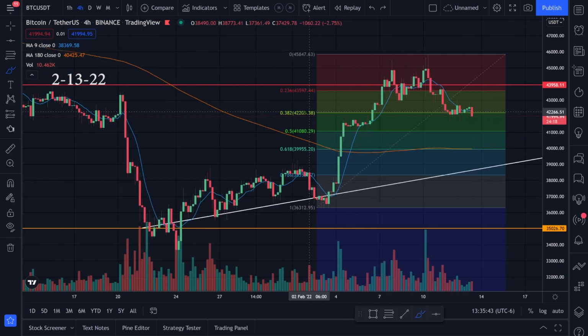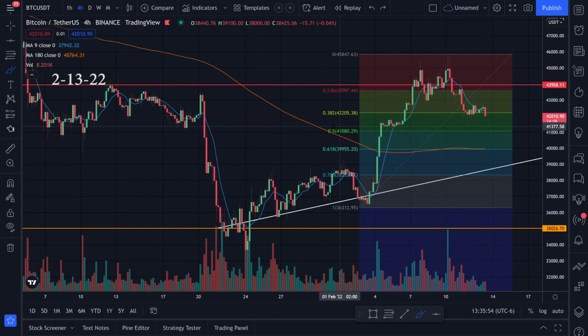So what I'm thinking is, it looks like we're breaking this 38% level, and as you can see, we kind of came down, hit that 38% level. Looks like we've been kind of chilling in this little area right here, but it does kind of look like we're breaking it. The next spot that I'll be looking at is around 41,000. That's the 50% level, and then the 61% level is sitting around 39,955. That one lines up with this 61%, and it also lines up with this 180 moving average right here, and I've been looking at this one as well.